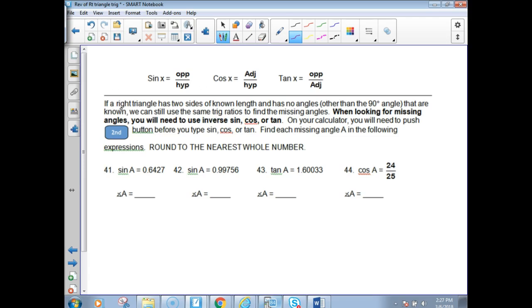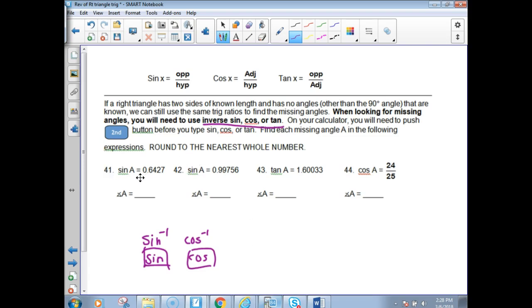And your calculator, again, if a right triangle has two sides of known length and no known angles other than the 90, we can still use the same trig ratios to find missing angles. When looking for missing angles, you're using the inverse buttons. Those are above the other buttons. On the calc, you'll see that above the sine, there's one that looks like this. And under the cosine, there's one that looks like this. Okay, and under the tangent, you get it, right? So you're going to use the second key, and then you're going to press sine, cosine, tangent, whatever you're using.